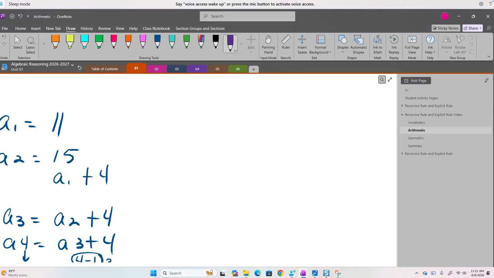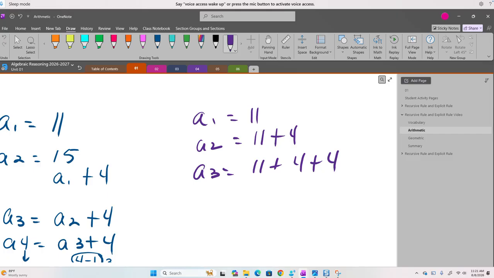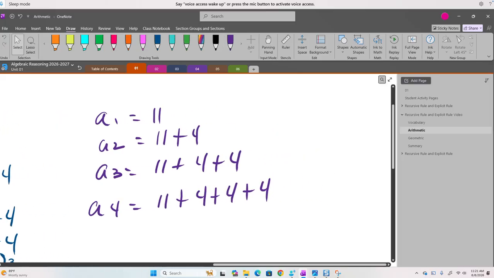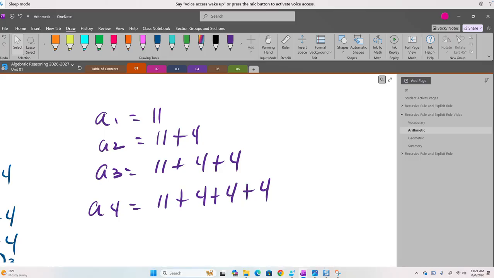So our recursive model was a sub 1, which was 11, and then a sub 2, which was 11 plus 4, and then a sub 3, which was 11 plus 4 plus 4, and then a sub 4, which is 11 plus 4 plus 4 plus 4, and I'm tired already. Okay, so now what can we do to find this? What can we do to find our explicit rule?